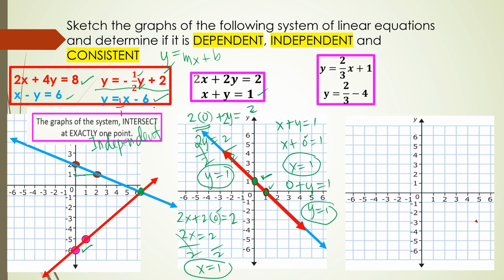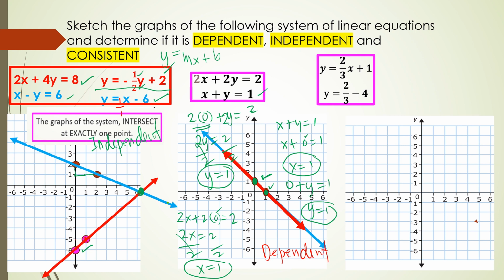So it is made up of infinite solutions. So how will you describe the system? This is what we call a dependent system. So this is a dependent type of system.